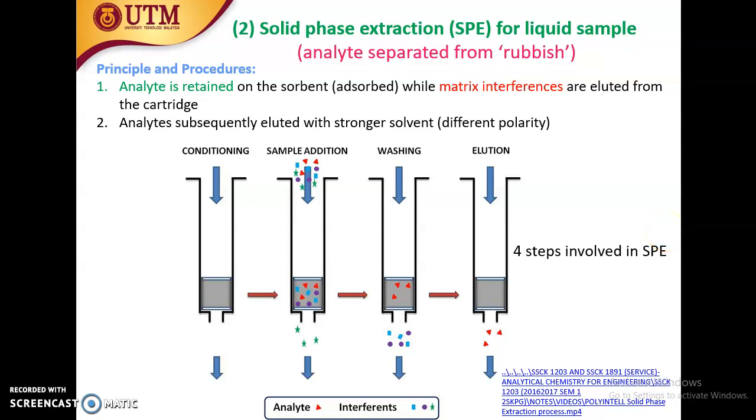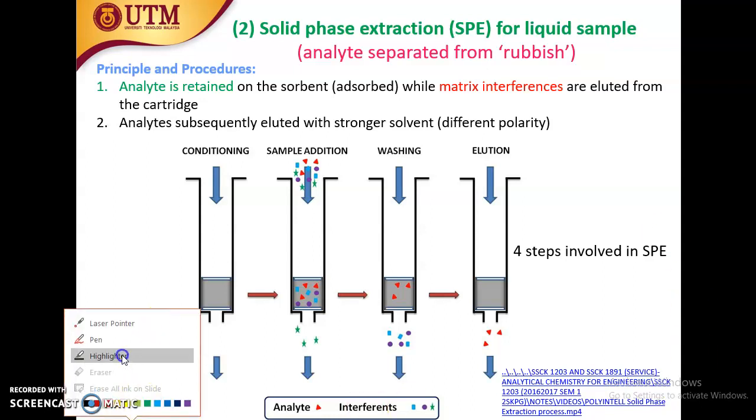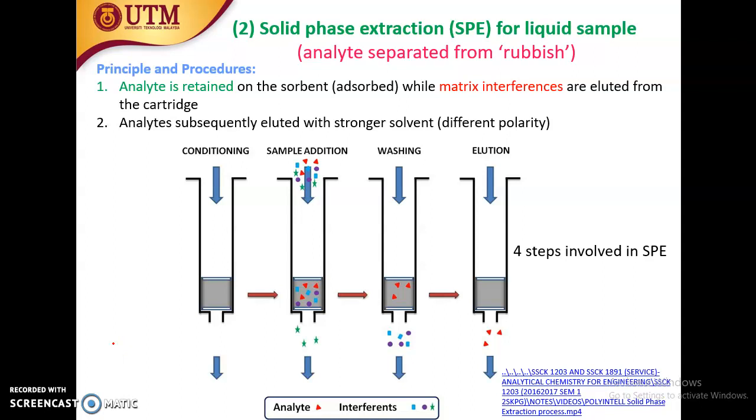We now go to the solid phase extraction for liquid sample. Unlike liquid extraction, it incorporates one phase that is in solid form. That phase in solid form is usually particles that can absorb your analyte and leave behind what's not needed, such as matrix. So in solid phase extraction, the analyte is separated from rubbish.